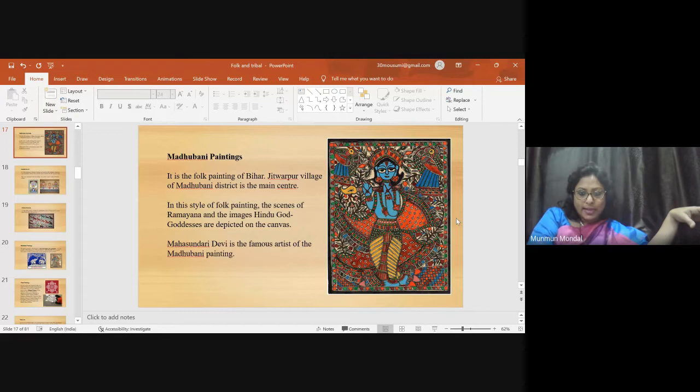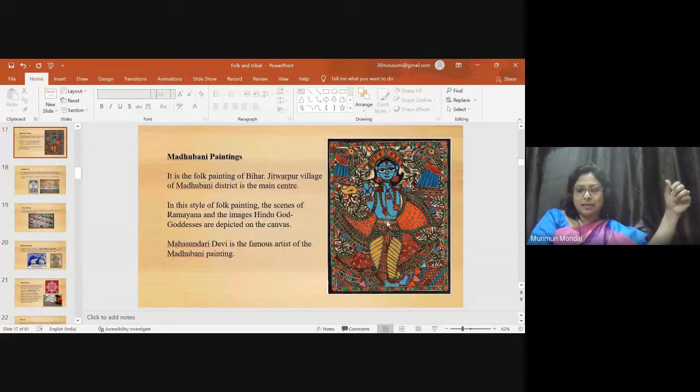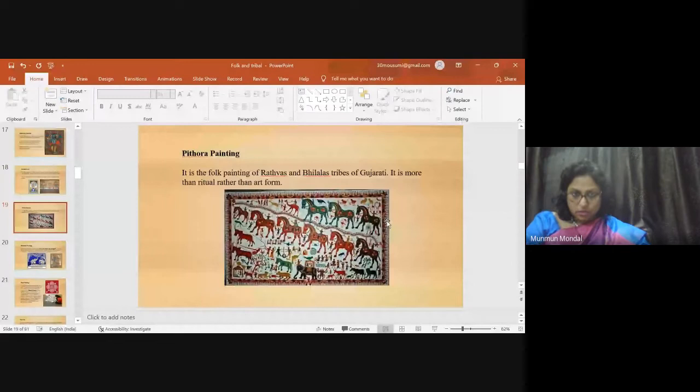But in Odishan Pattachitra, not so vibrant colors have been used. Mostly the outline is very rich, and red, yellow, ochre, white, black are the most primary colors. But here you can see the use of multicolor and more vibrancy in the color. In Odishan Pattachitra, that is to some extent more subdued. When we move toward the Pithora painting, Pithora is also a very popular one.